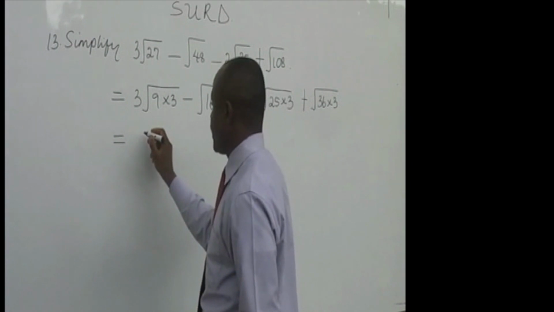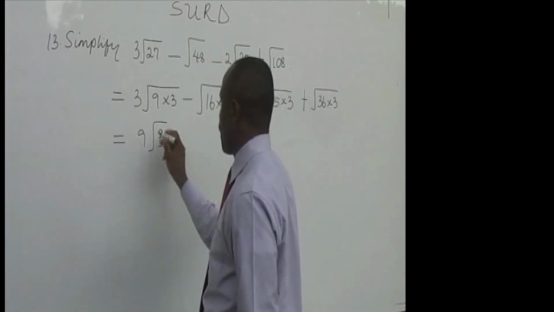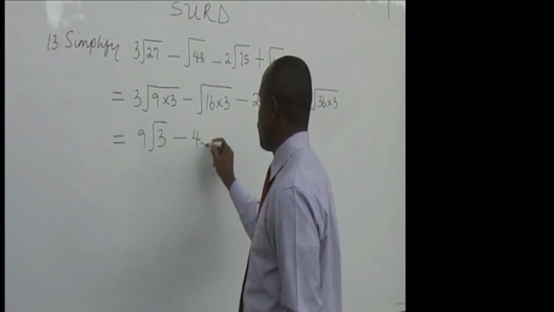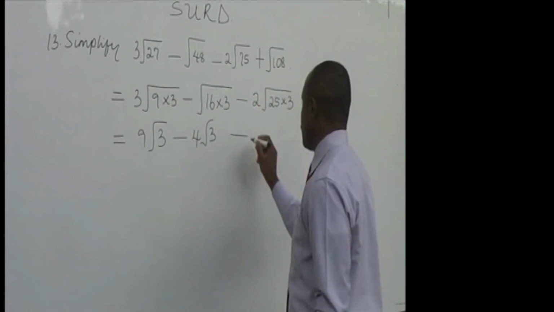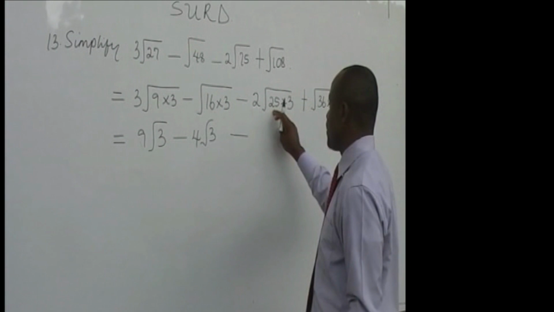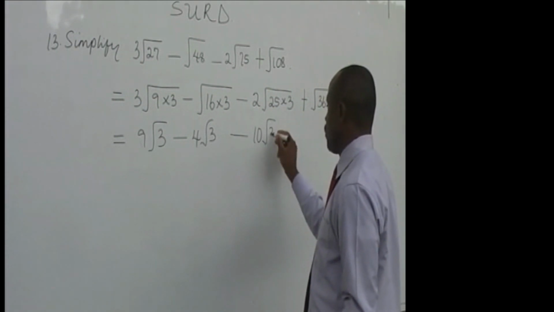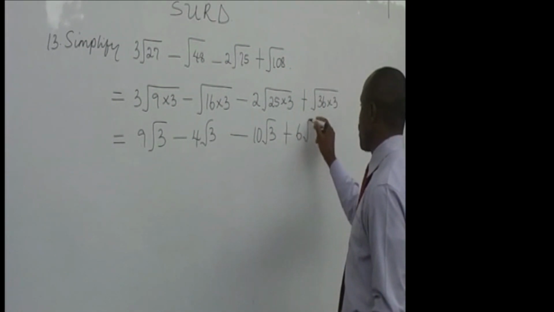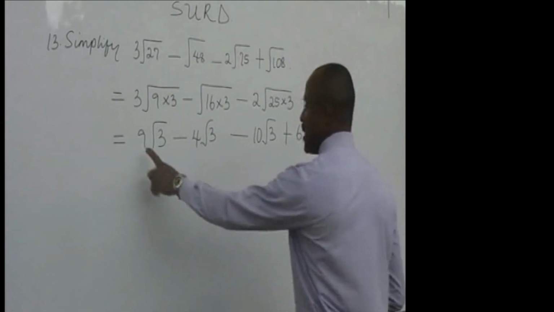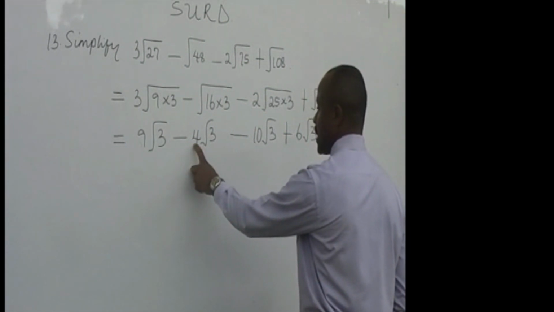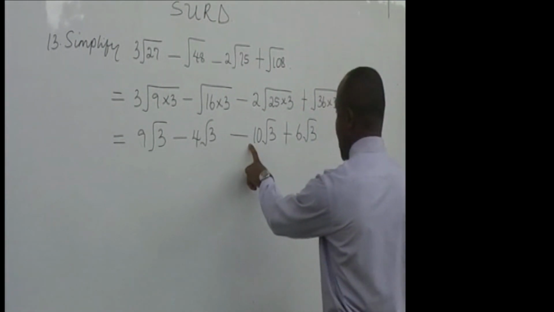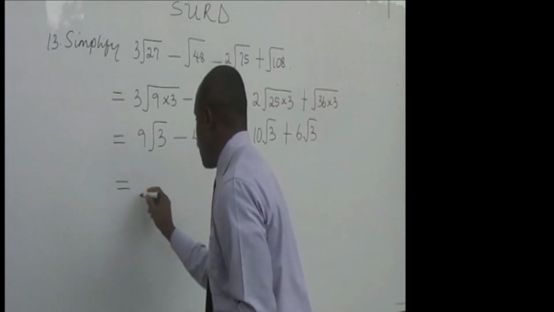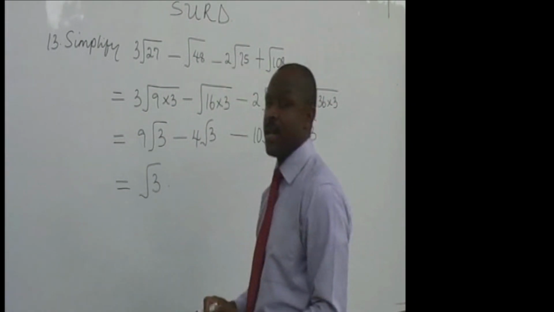3 times 3 is 9, root 3. The square root of 9 is 3, times 3 gives us 9 root 3, minus 4 root 3, minus 2 times 5, the square root of 25 is 5, gives us 10 root 3, then plus the square root of 36 is 6 root 3. Now you have 9 minus 4, 5. 5 minus 10 is minus 5. Minus 5 plus 6 will give you 1. That means all these things, their value is root 3. Or you can say 1 root 3.